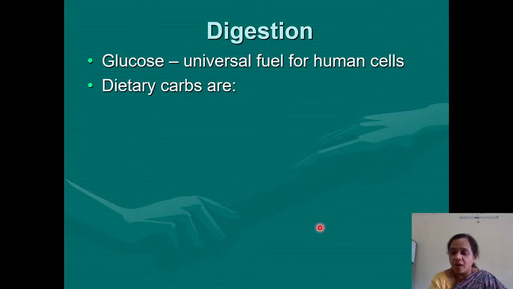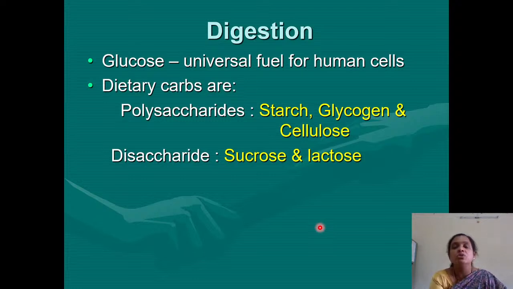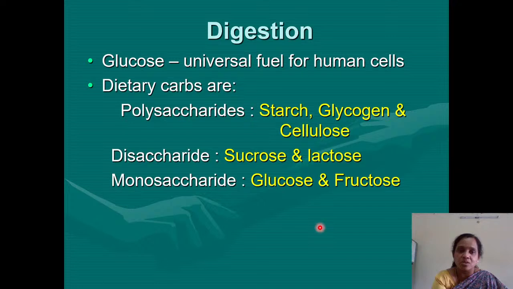Next, dietary carbohydrates. The carbohydrates that we take in the diet can be polysaccharides, disaccharides, or monosaccharides, in different categories. What are the common polysaccharides that we take in our diet? They are starch, glycogen and cellulose. Disaccharides, usually we take sucrose and lactose. These are the disaccharides that we usually consume in diet.